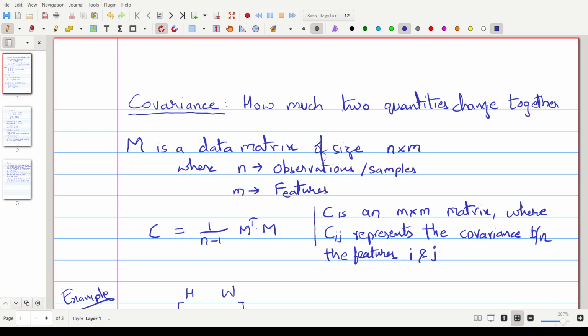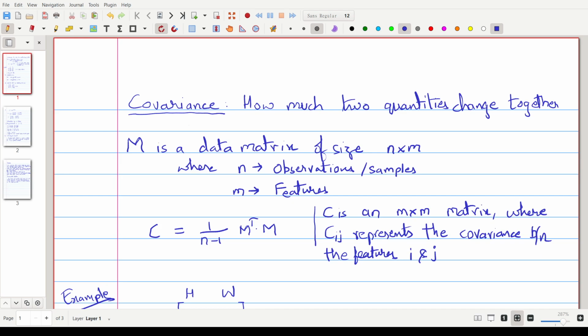So in this video we start with covariance and introduce the concept of correlation matrix, and then we just touch upon the introduction of principal component analysis. To begin with, we start with the definition of covariance. Covariance is basically how much two quantities change together.